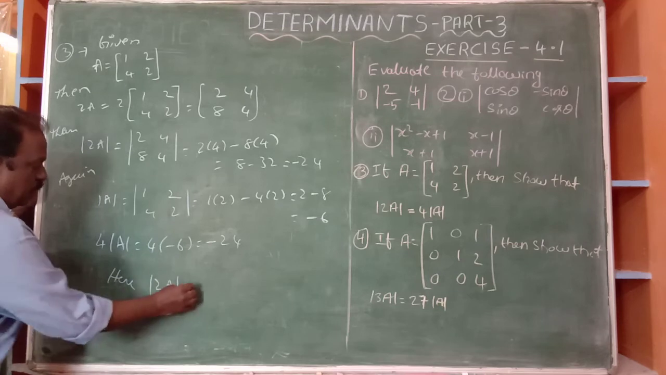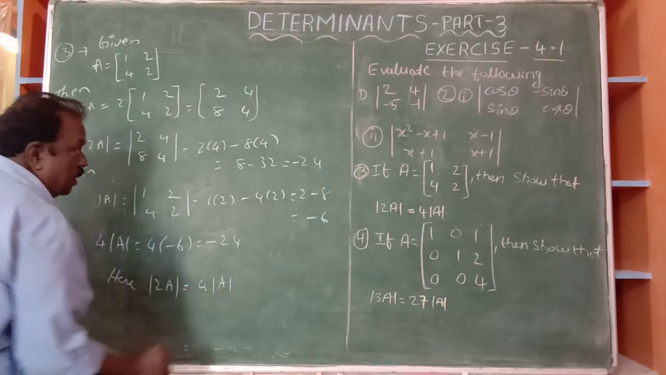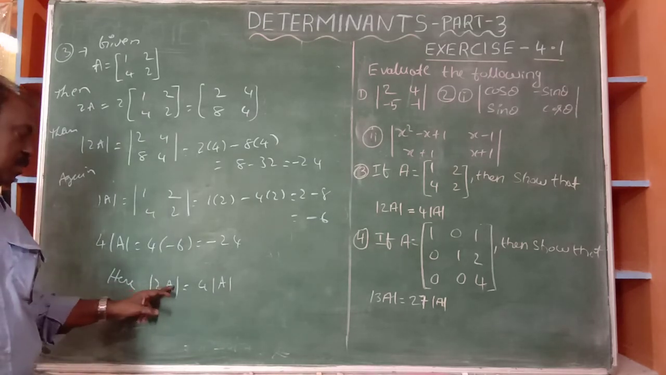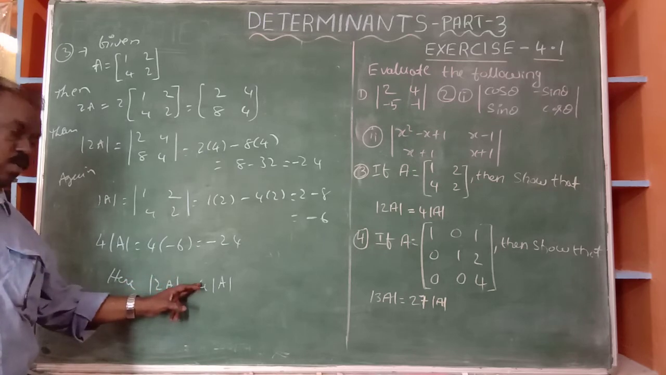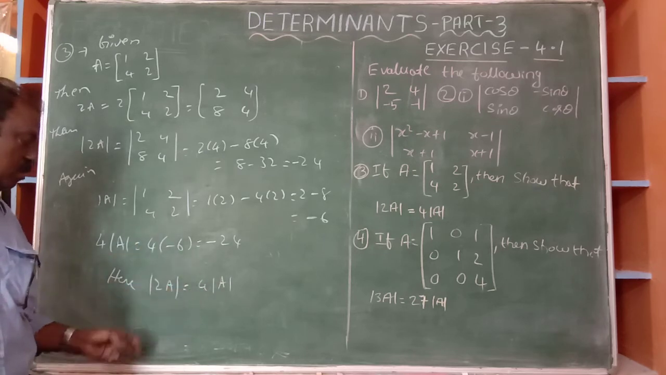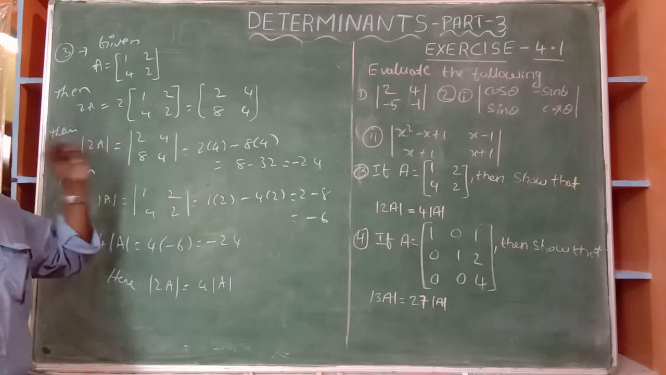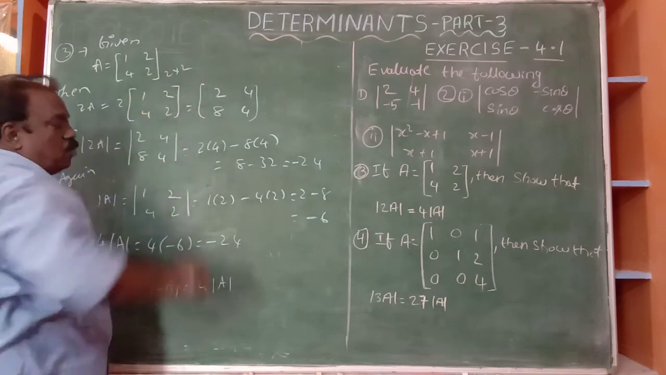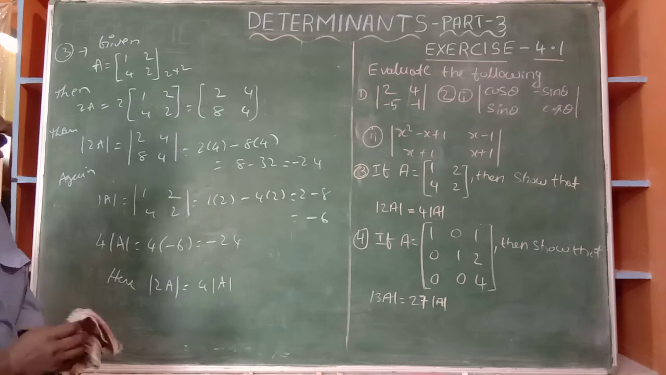Both are the same. So here, det of 2A is equal to 4 det A. Just like in the property of kA with modulus, that means det of kA is k square det A. k square means 2 square, 4. Why? Because the order is 2 by 2. Your order is 2 by 2. That is why we get that. Okay, now next.